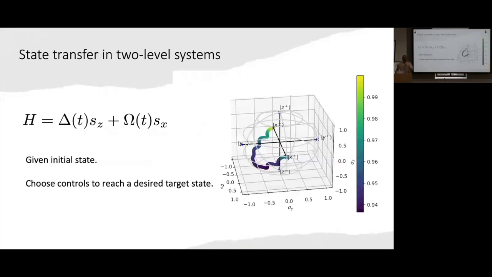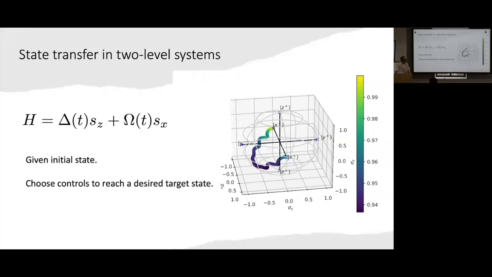Okay, so let me talk about performance, and let me do the very simplest problem, a two-level system. Here's a Bloch sphere for a two-level system. Here's a Hamiltonian for a two-level system with two time-dependent driving fields or driving parameters. And I might say there's a state transfer problem.